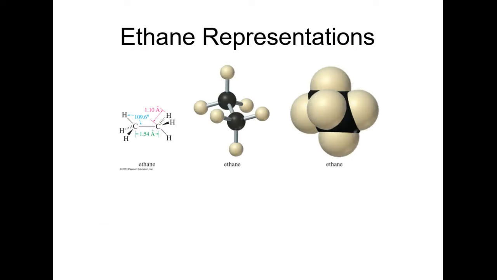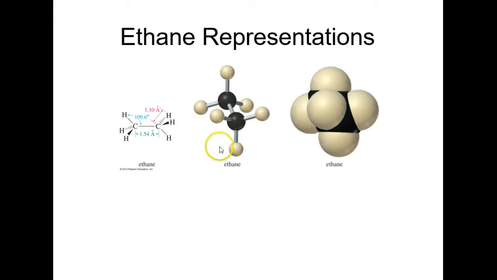A representation of ethane. Again, you can see the carbon-hydrogen model. Again, 109.5. They give you bond lengths. The carbon-carbon bond length is bigger than a carbon-hydrogen bond length. Here's a stick and ball model of it, and then here's more the space filling model.